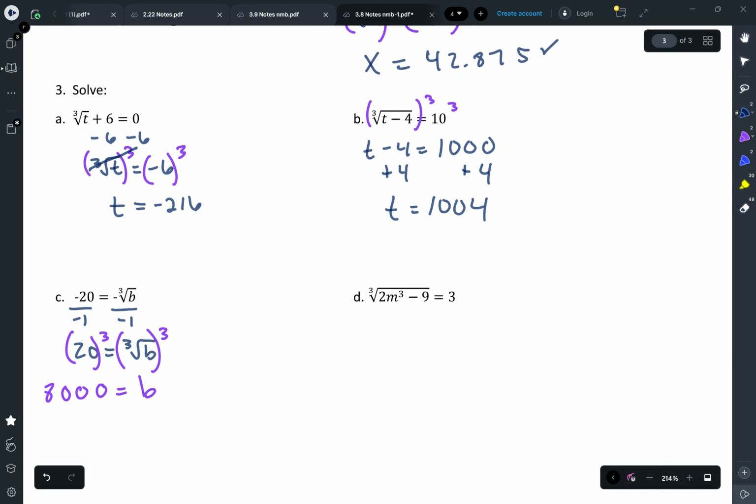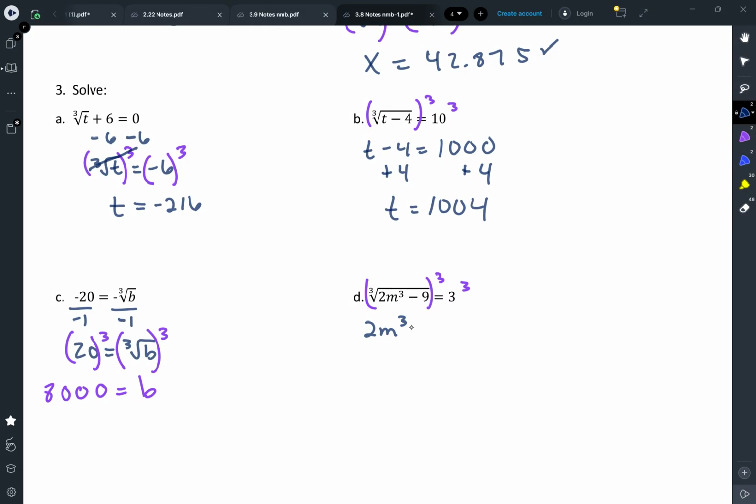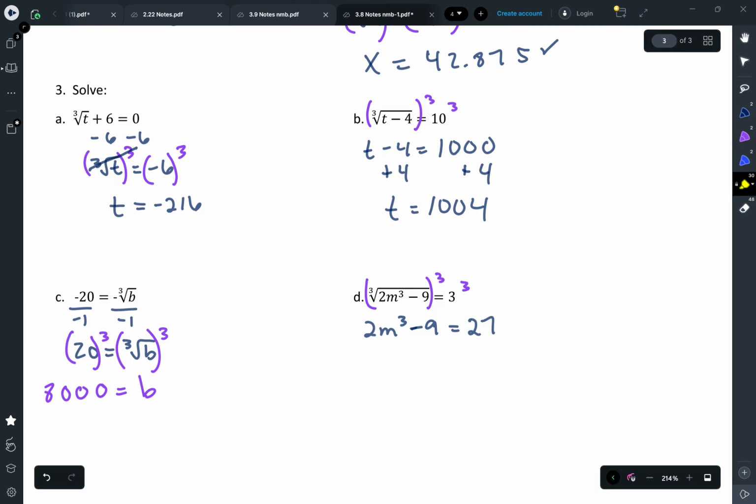All right, last one. People really wanted to add 9 on both sides in class, but we talked about how the 9 was inside that radical sign, so we cannot do that first. So your first step is going to be to get rid of the cube root by raising both sides to the third power. And now I just have 2m cubed minus 9 equals, and 3 to the third power, 3 times 3 times 3 is going to be 27. So now we can work on getting m cubed by itself. Right? This one's tricky because we have a cube and a cube root. So let's go ahead and add 9 on both sides.